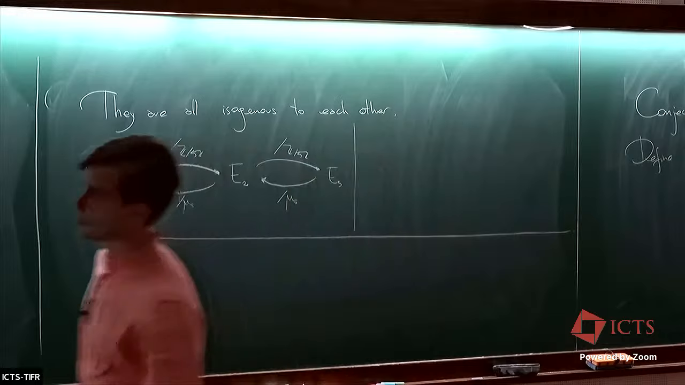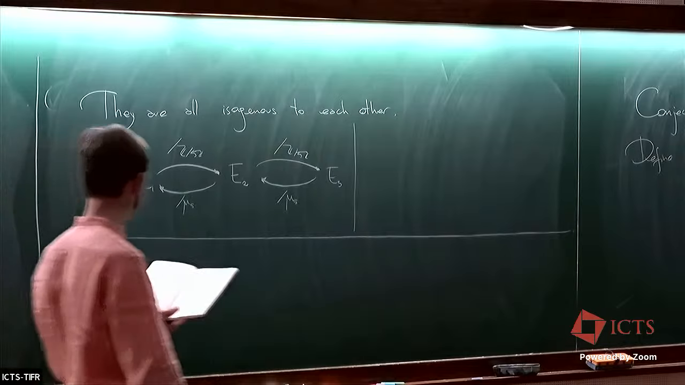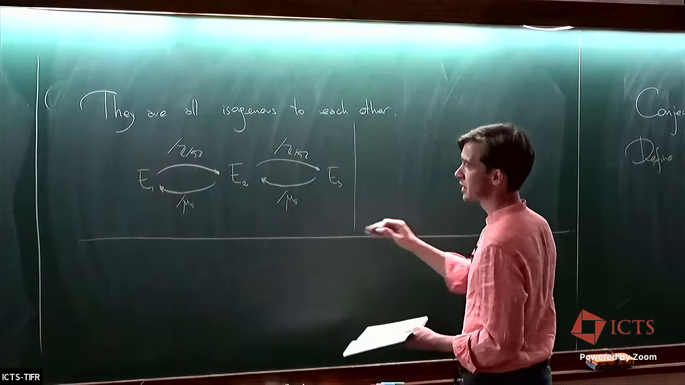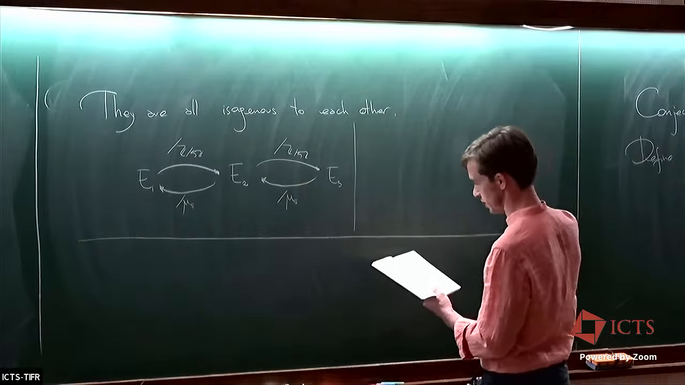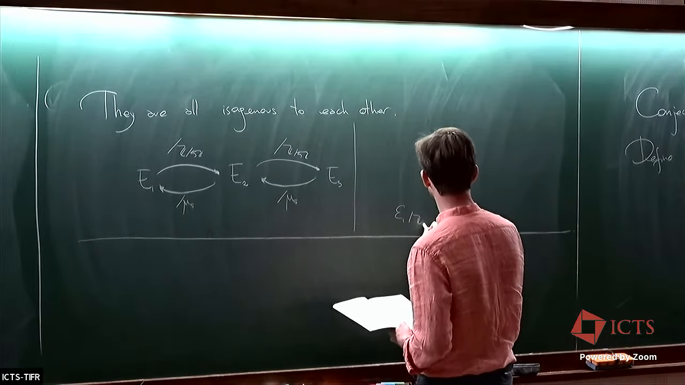There are also the Tamagawa numbers. The Tamagawa numbers will look at all of the bad fibers, because at the good fibers, they're all trivial. And at the bad fibers, it'll look at how many components there are in the Néron model. So this is Tate's algorithm, as you can read about it in Silverman. And so here it happens to be, well, the only bad prime is 11, because the conductor is 11, and that's a prime.